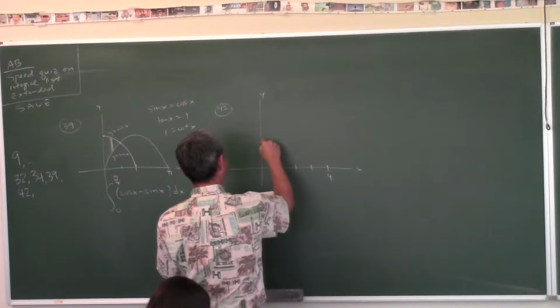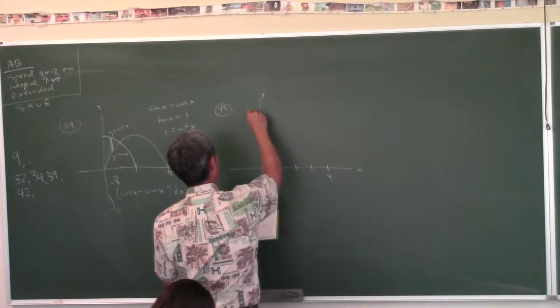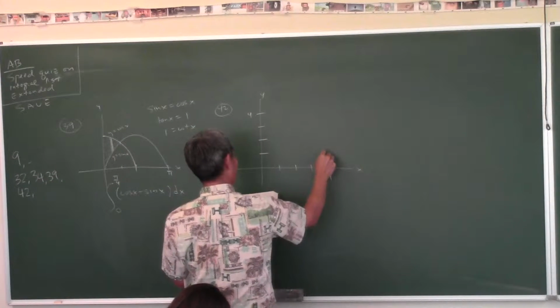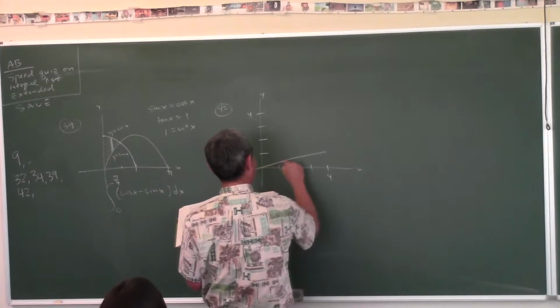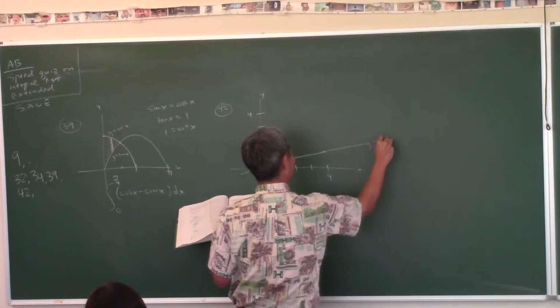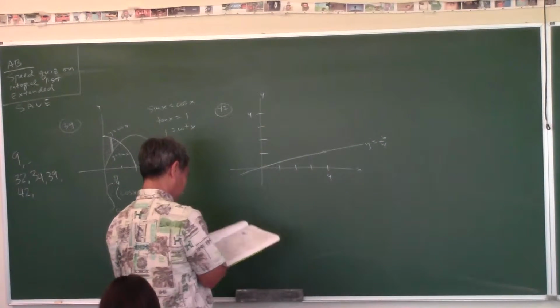What is that laugh? I don't know, it seemed funny to me. Oh, that's kind of crooked, the line. It's okay. Y equals x over 4. Everyone's beautiful.